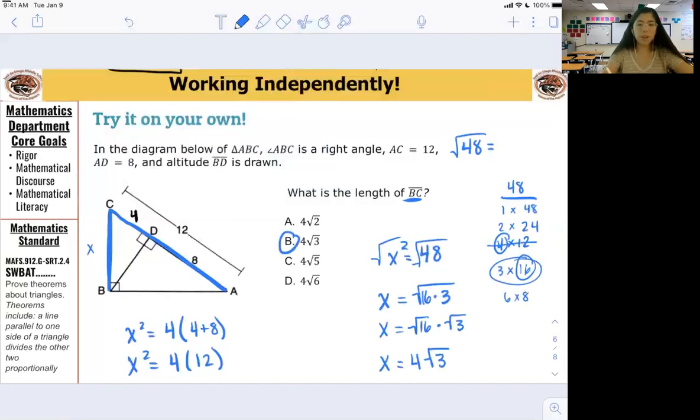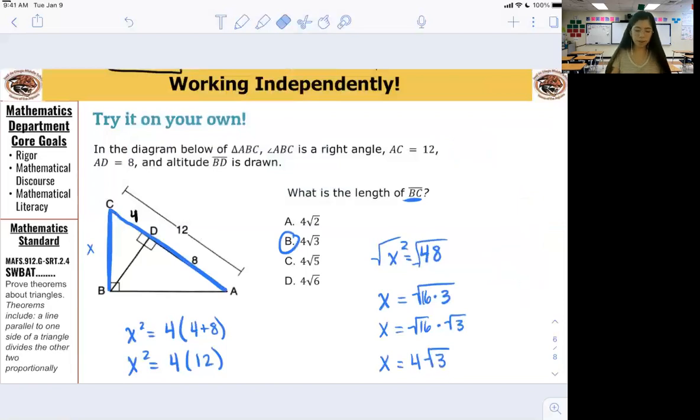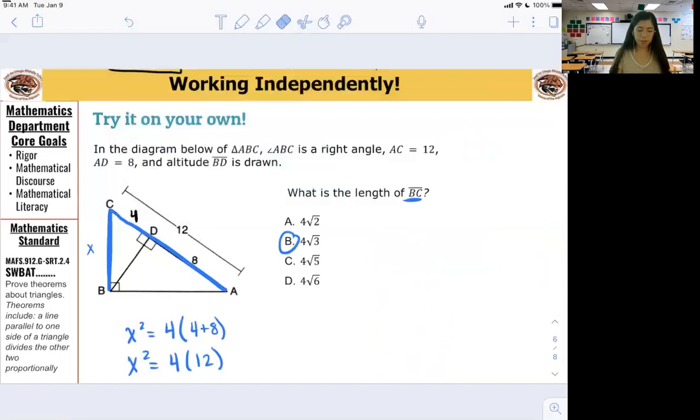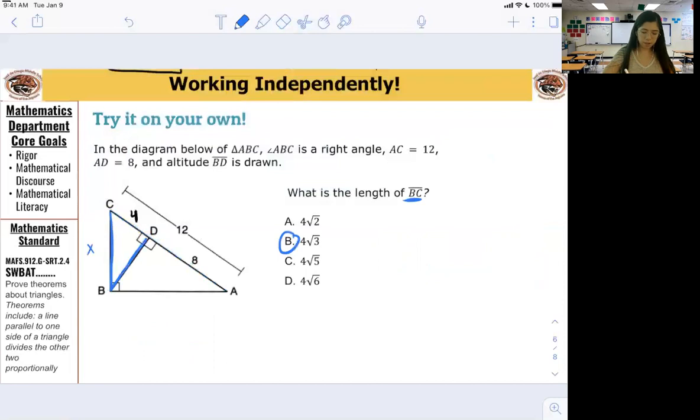B is our answer. So I did it with the shortcut. The shortcut might work for some of you, but some of you probably won't want to use it, and that's totally okay. Remember, shortcuts are there only if you understand how to use them. So I'm also going to do this the longer way. Let's think about it. We're looking for x. I know that this blue triangle contains x. Which other triangle also contains x in it?